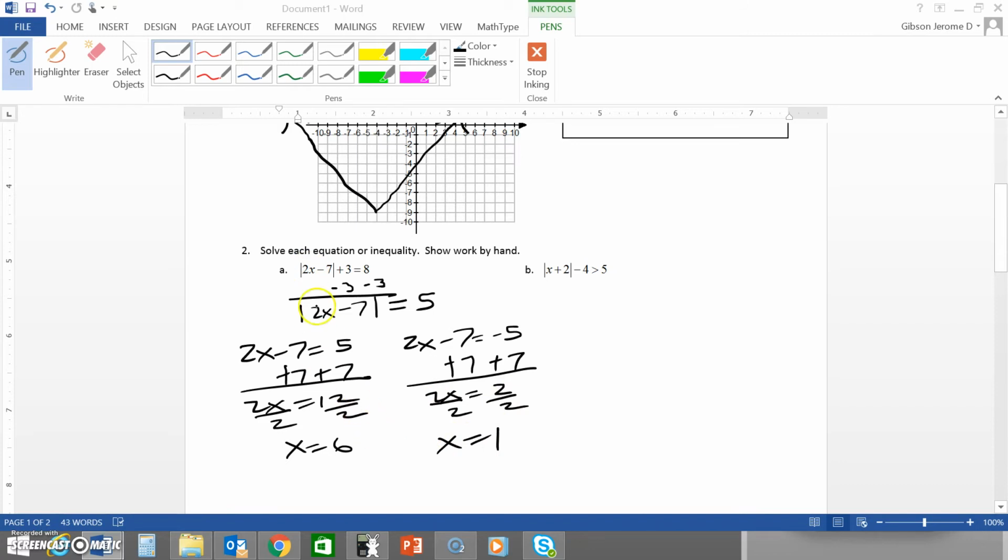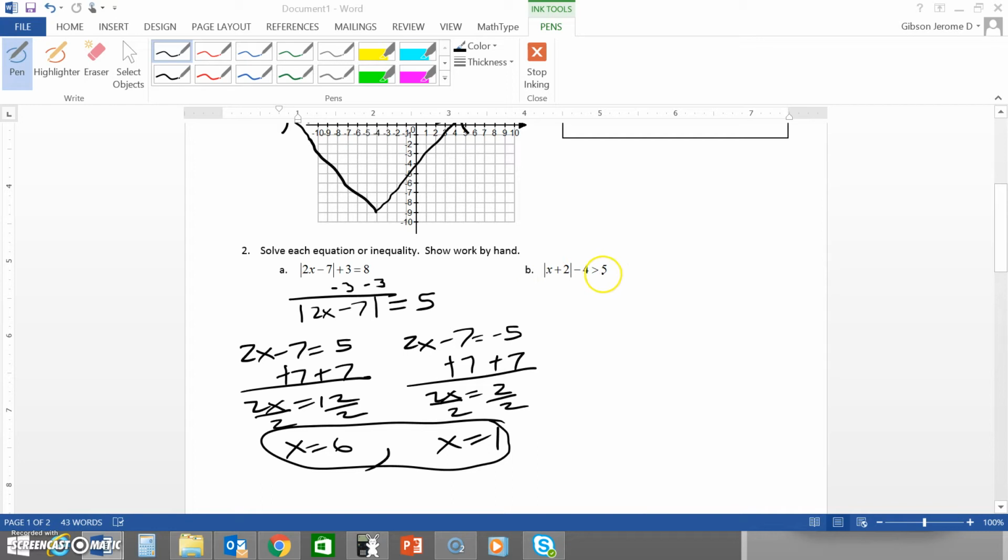Now we're supposed to go back and make sure whether or not this works. So that'd be 12 minus 7 is 5. 5 plus 3 is 8. 2 times 1 is 2 minus 7 is negative 5. We know the absolute value of negative 5 is 5, plus 3 is 8. So this right here is our final answer for A.